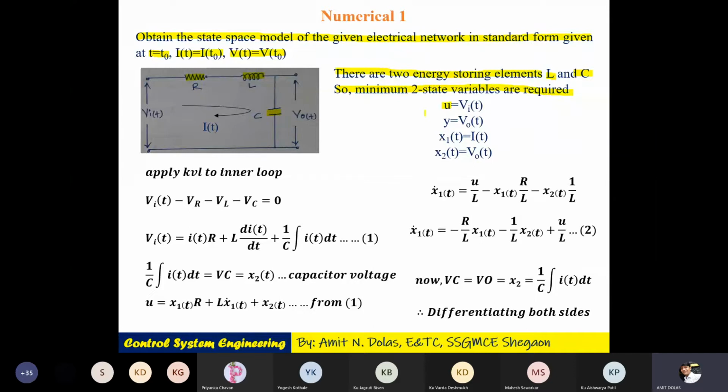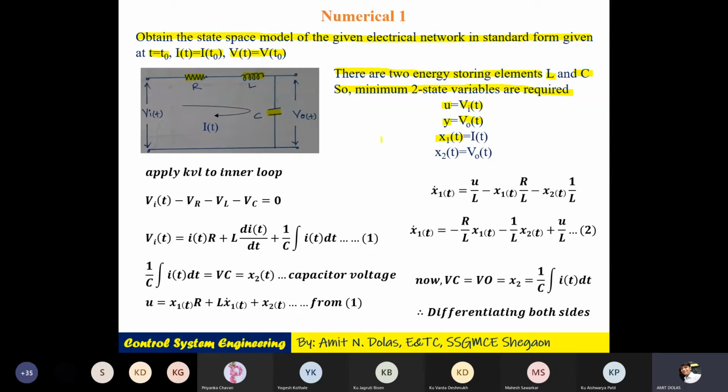Let's see. U is what, input, we have seen. We are converting it into the standard form of state space model. U is nothing but input, so we wrote u is equal to vi of t. Y is nothing but output, so we wrote v0 of t equal to y. Then two states are required.